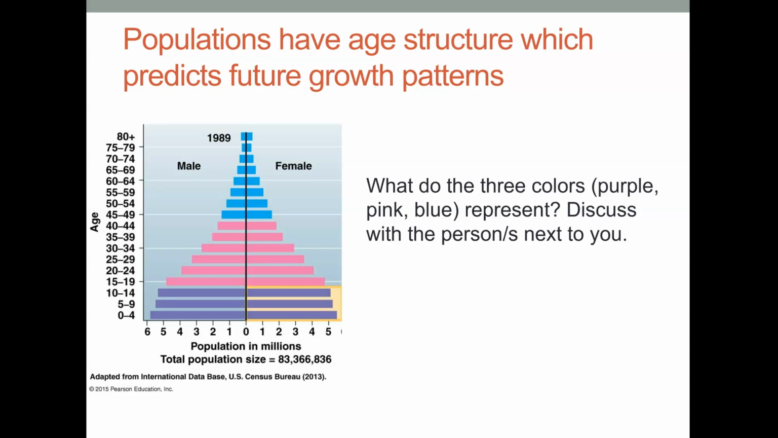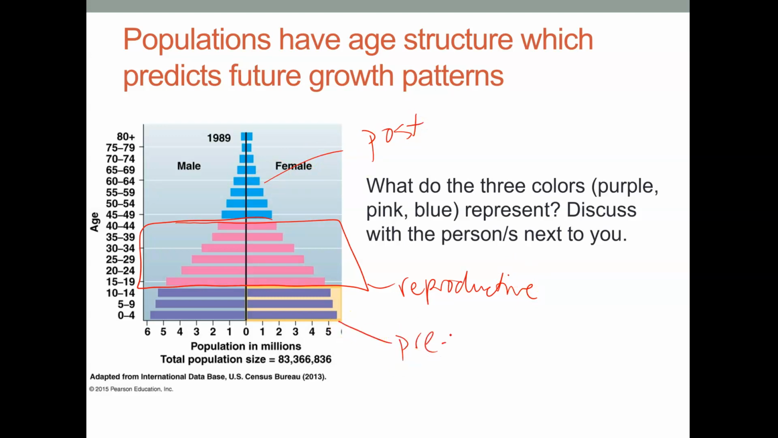Well, hopefully you recognize that the pink part of the graph are people of reproductive age. These are post-reproductive age, and of course these are generalizations. And these are pre-reproductive age. In other words, we can see this generation more or less gave birth to this generation, and this generation, again, more or less within a range, gave birth to that generation. So it's actually showing you the different kinds of age structures within a population.